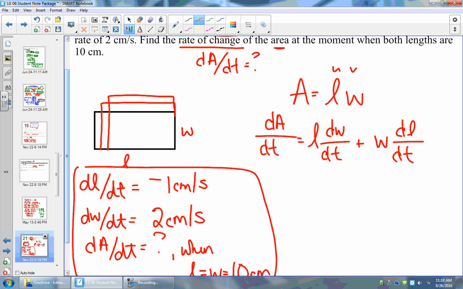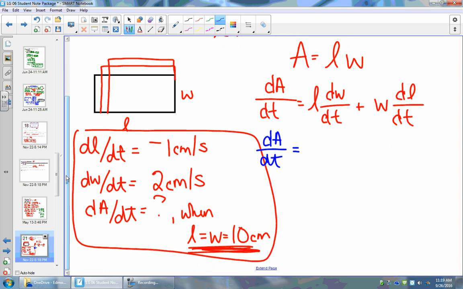Now, guys, and I'm going to say this quite a bit, now that you've taken the derivative, everything is fair game. I can put in whatever I want into my equation. That's the key. So we're looking for dA over dt. I'm just going to switch colors here. So dA over dt, and we're going to plug in everything. Length is going to be equal to 10. My dw over dt is going to be 2.